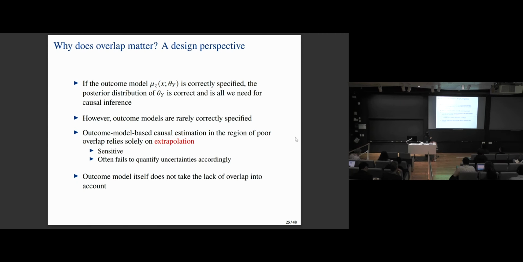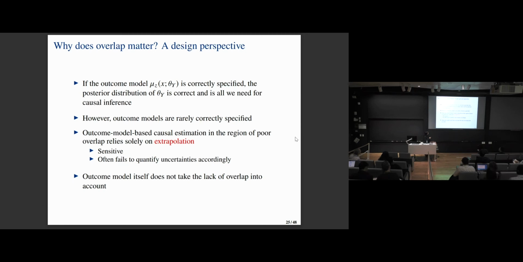If the outcome model is correctly specified, again quoting Don Rubin, if God comes down and tells you the true model, then that's all you need. You don't need anything extra, right? The posterior distribution of theta y is correct, and that's all we need. However, outcome models are rarely correctly specified.